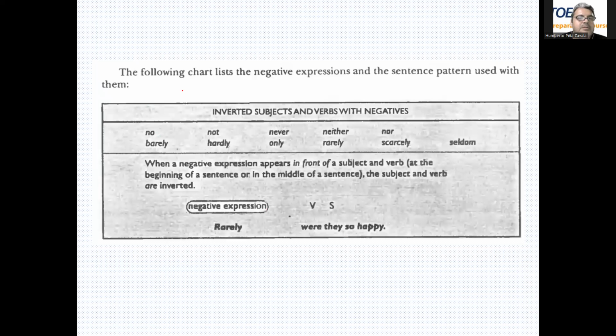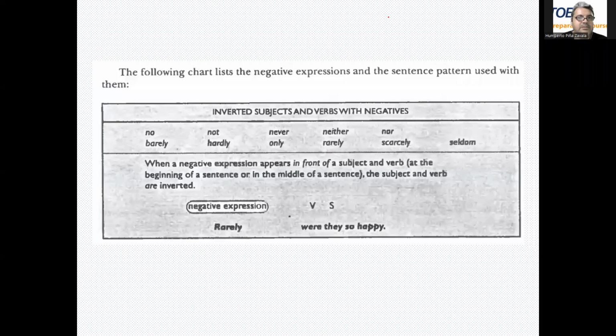Okay. Here's the chart: the list of negative expressions and the sentence pattern used with them. No, not, never, neither, nor, barely, hardly, only, rarely, scarcely, seldom. When a negative expression appears in front of the subject and verb at the beginning of the sentence or the middle of the sentence, the subject and the verb are inverted. Rarely were they so happy.